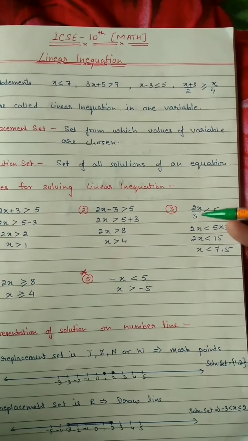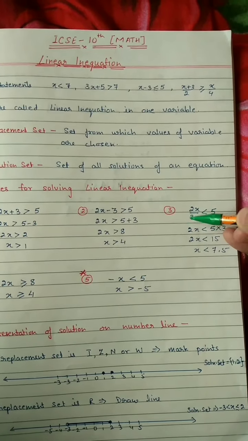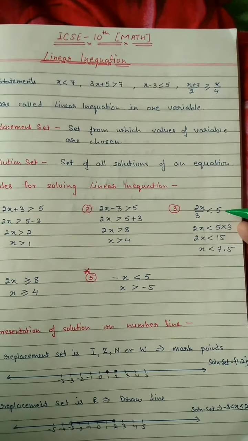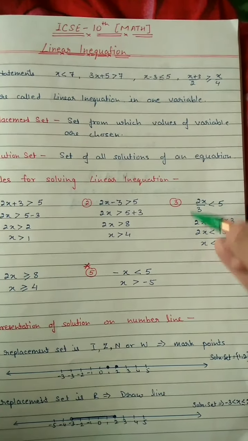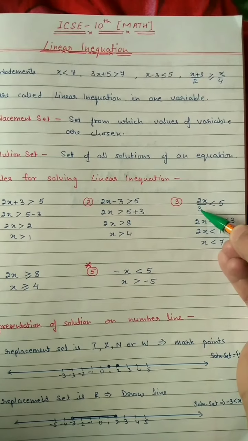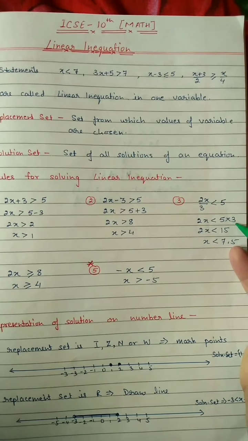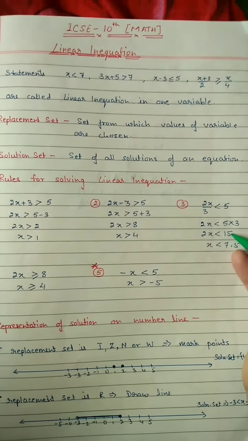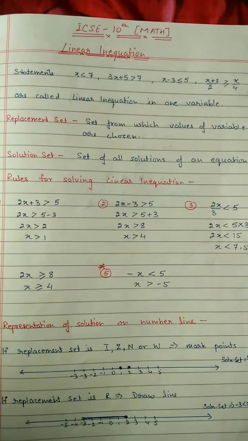Third rule, if any term is in division and you shift it to the other side of the symbol, it will become multiplication. This 3 you can see, if you shift it to the other side, it will become multiplication. So 5 into 3, 15. Then this 2 also you can shift.